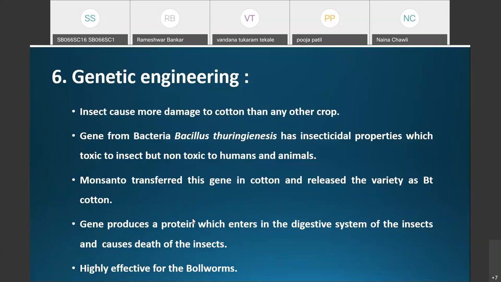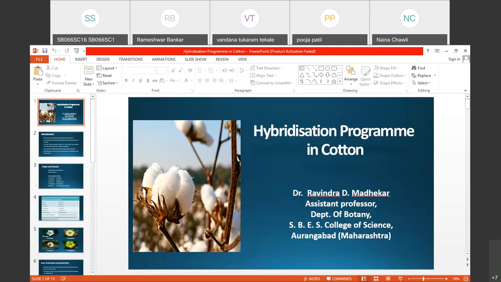Here you can see the gene produces a protein which enters the digestive system of the insects and causes their death. Generally, these varieties are highly effective against bollworms. This is all about the hybridization program in cotton.